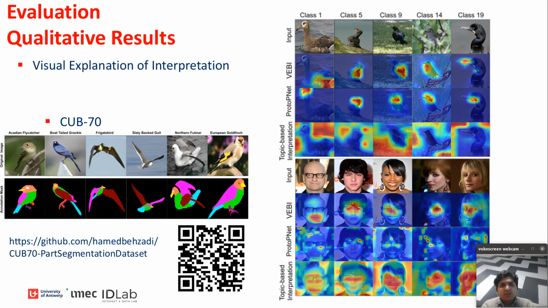This slide shows the qualitative results of the proposed evaluation protocol. We applied the protocol on different convolutional neural networks using two different datasets, CUB and CelebA, and we compared three different interpretation methods, namely topic-based interpretation, ProtoPNet, and WAIoU. As part of our work, we provided semantic part masks for 70 classes of CUB.